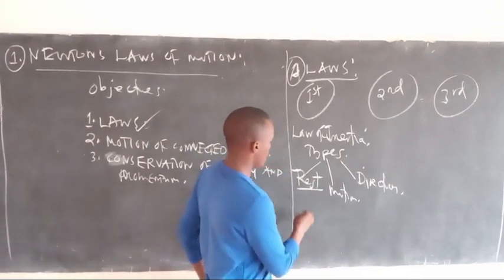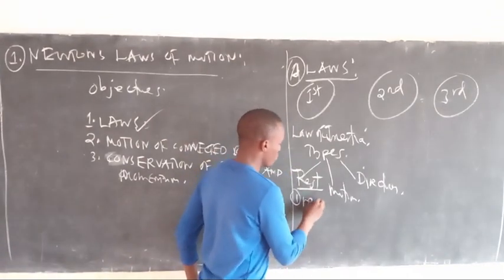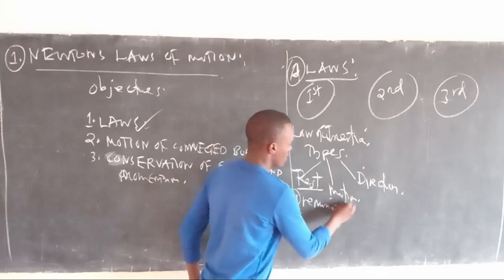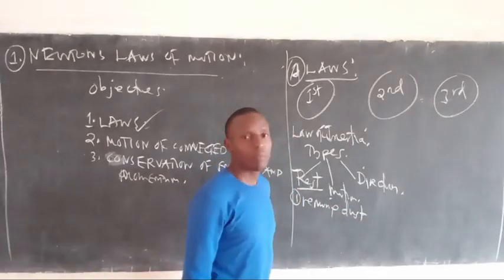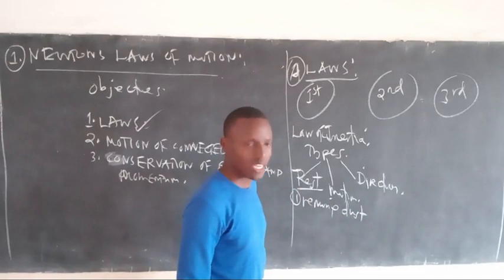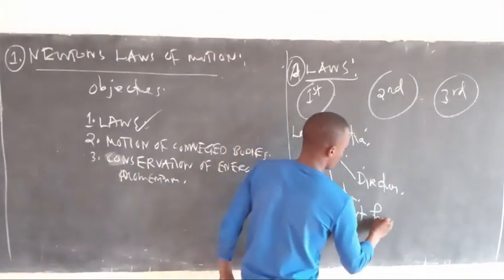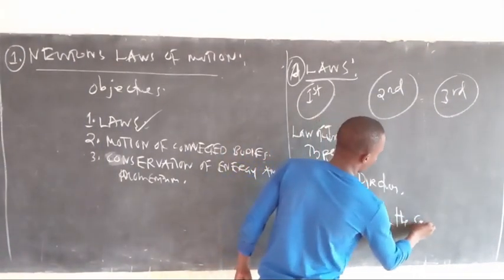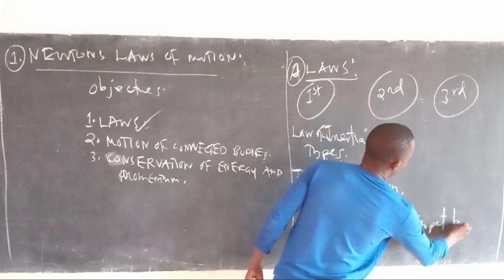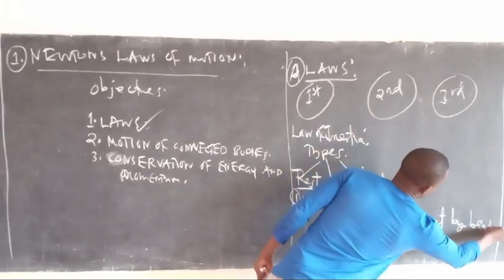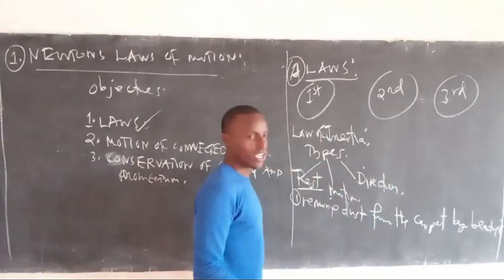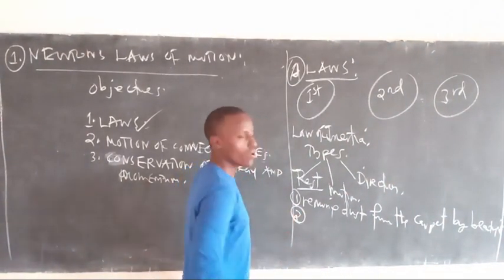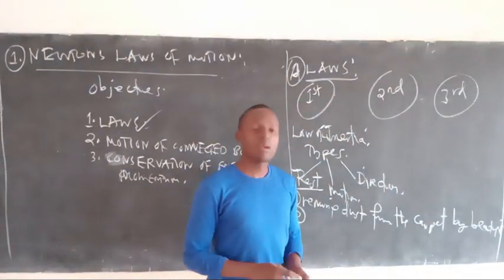Let's pick up, so removing dust. Example number one, daily examples. You need to know about that. Dust from the carpet is removed by beating it. That's the first thing.